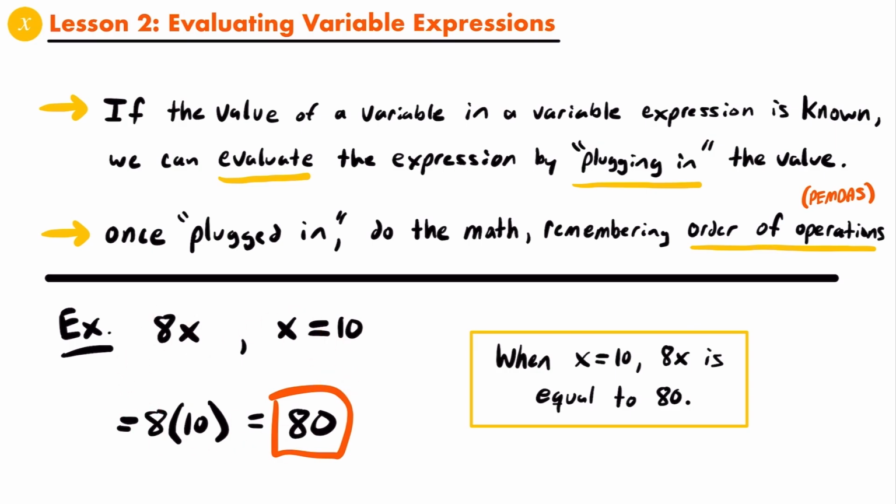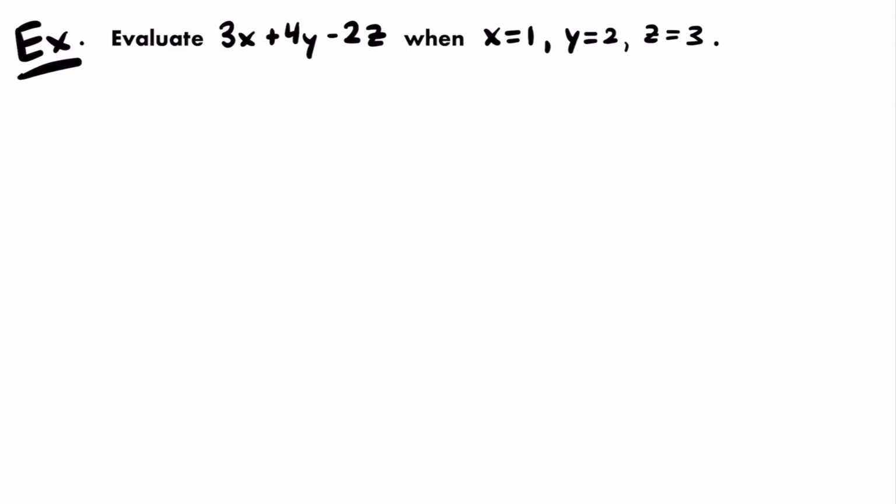Now this one was very basic. There was one variable and one term in our variable expression. So let's actually take a look at some more examples with more variables and more complicated variable expressions. All right, so here we want to evaluate the variable expression 3x + 4y - 2z when x equals 1, y equals 2, and z equals 3.